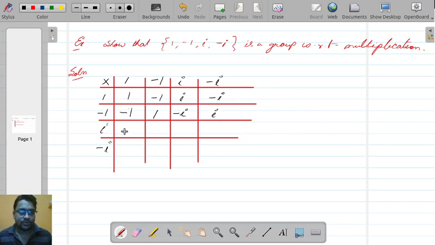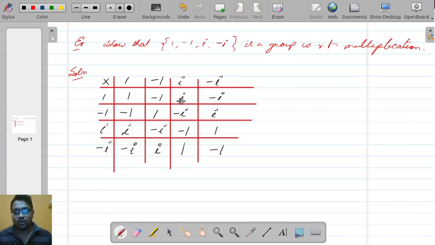i into 1 is i. i into -1 is -i. i into i is i square, which as you know is -1. i into -i is -i square, that is 1. Then -i into 1 is -i, -i into -1 is i, and -i into i is -i square, which is actually 1. And -i into -i is i square, that is -1.